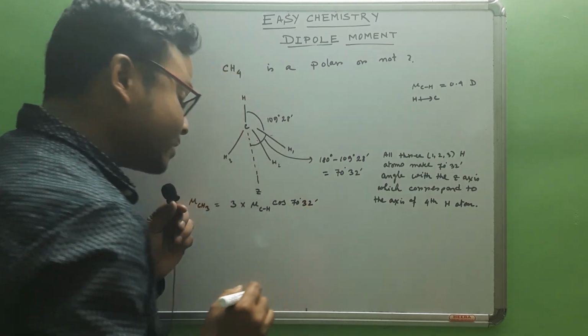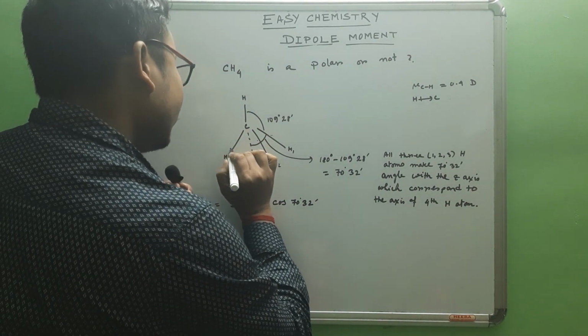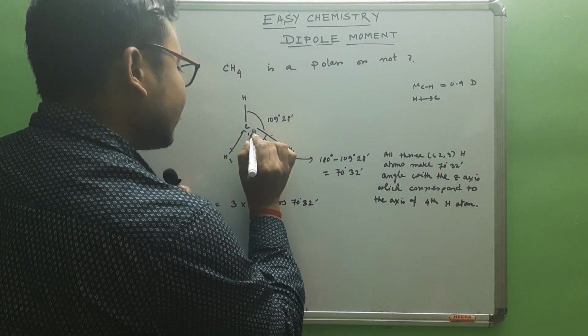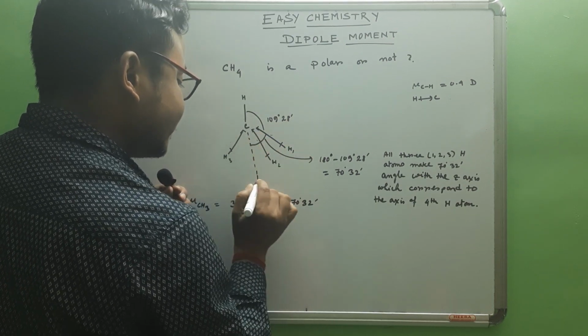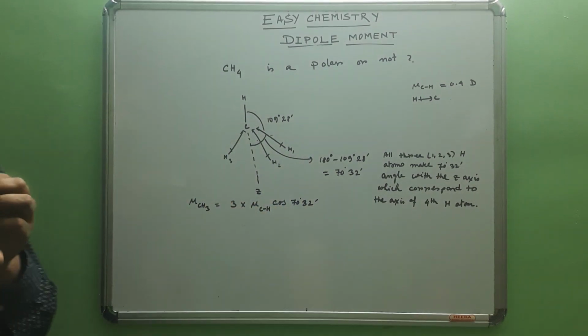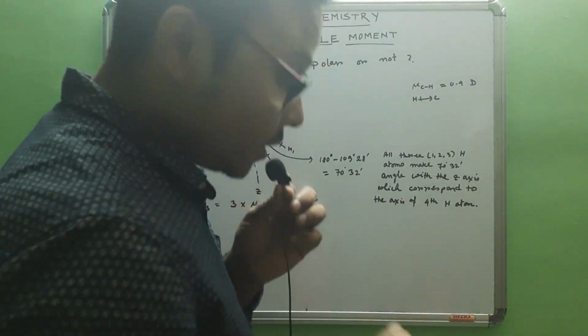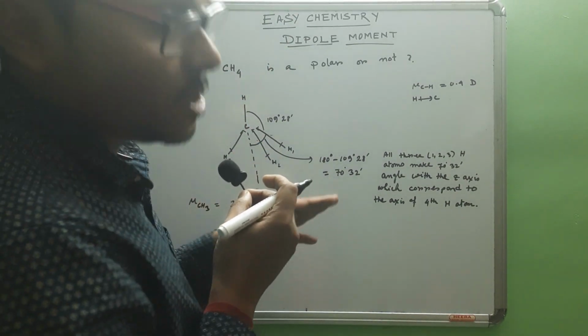Why do I take the cos theta? Because the resultant value, so all these are like this. So their resultant value along the z-axis is nothing but cos theta. The dipole moment is a vector quantity. So the resultant dipole moment towards the z-axis is mu cos theta.